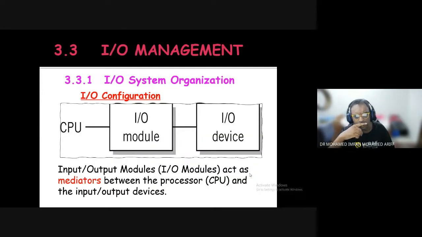Next, we are also looking at how this input-output is configured inside the computer system. Each input-output device, printer, keyboard, mouse, whatever, is controlled by an input-output module. The I/O module acts as a mediator between the processor and the input-output device. So between this and this, you have something in between.